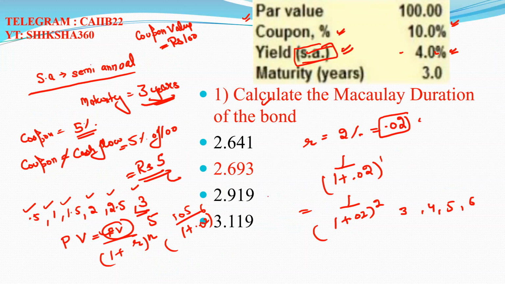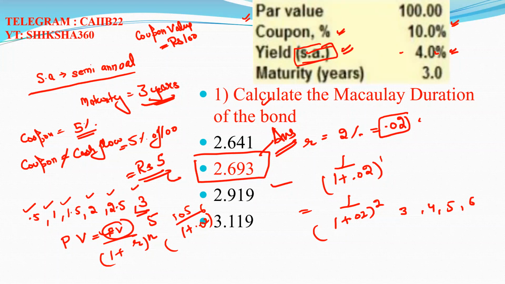So our answer is option number B, which we have already discussed. This is our answer: the Macaulay duration is 2.693. So now, next question.